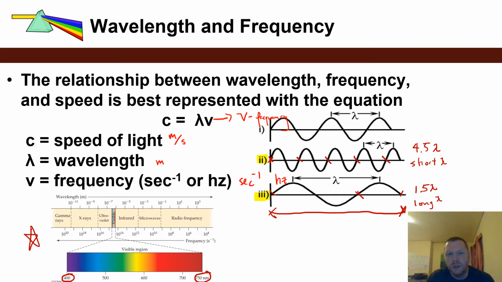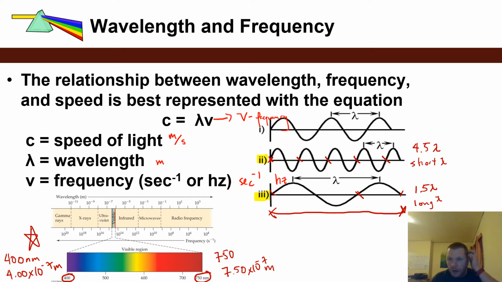What I always like to do with that spectrum is think about the units that I'm talking about there. 400 nanometers, I want to convert that on the fly to meters. So 400 nanometers is equal to 4.00 times 10 to the negative 7th meters. Now, if I compare that to 750 nanometers, that's 7.50 times 10 to the negative 7th meters.